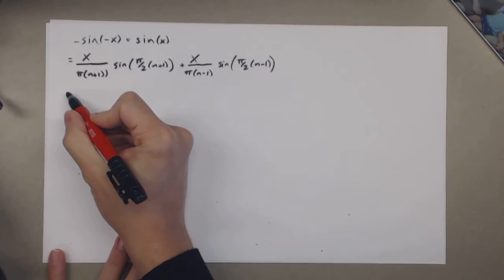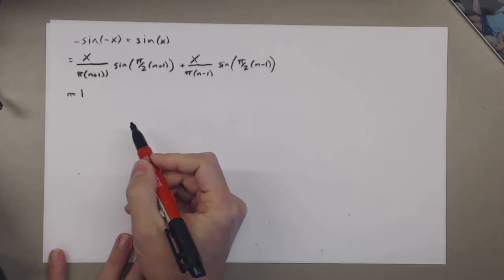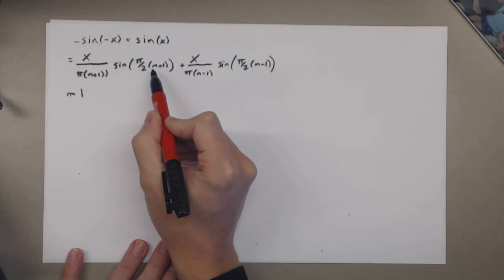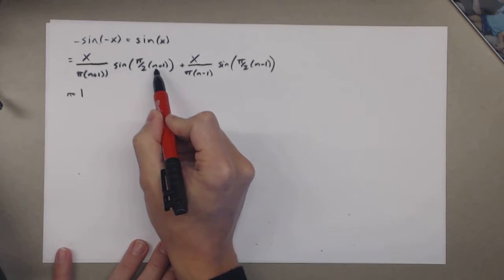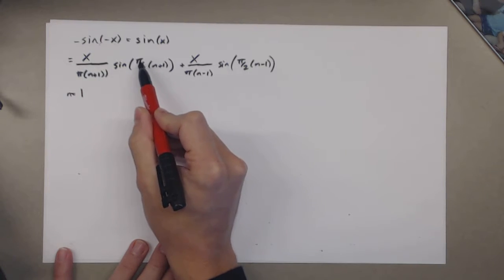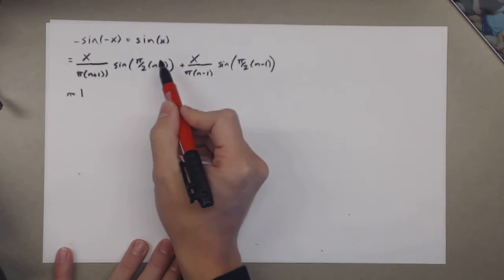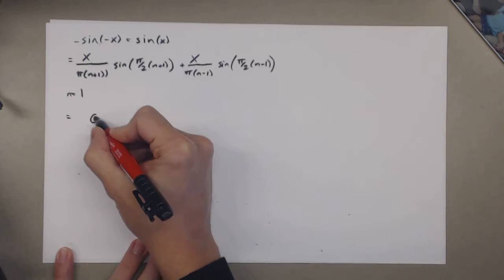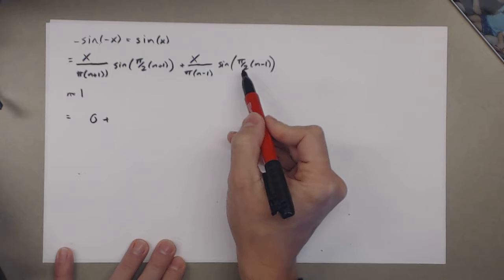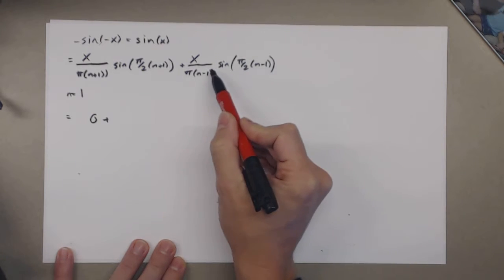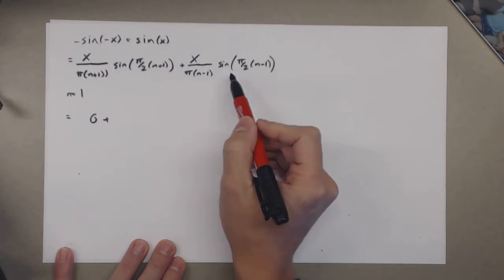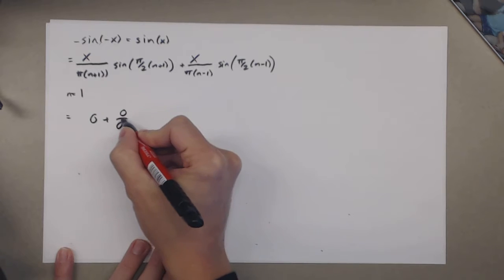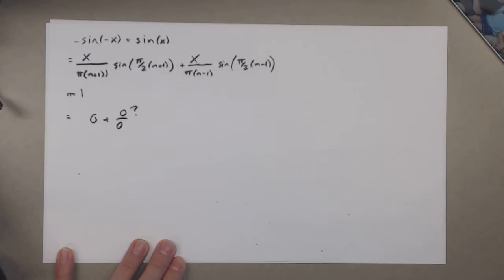If I put in n equals 1, I get sine of 2 times pi over 2, sine of pi. So this is actually going to go to 0. So the first term is going to be 0. My second term, I'm going to get the sine of 0 over 1 minus 1, which is 0. So I have 0 over 0. And I don't know how to evaluate that.